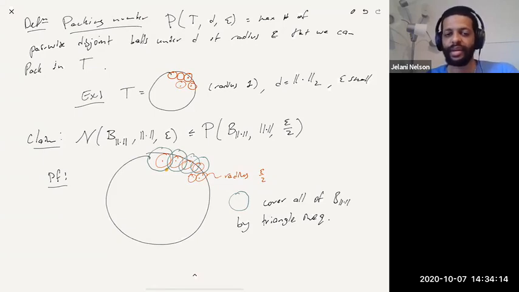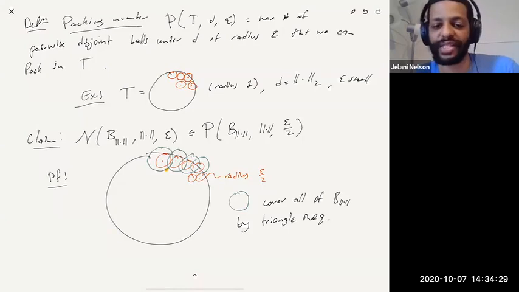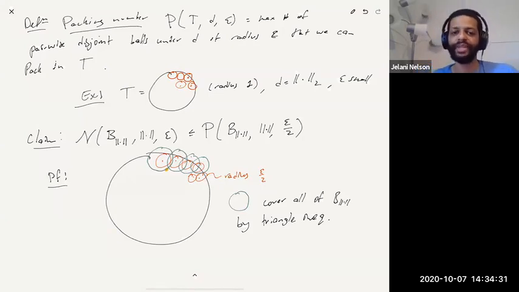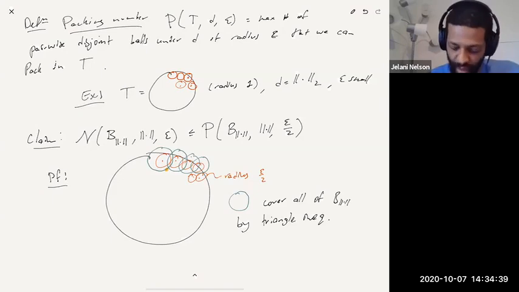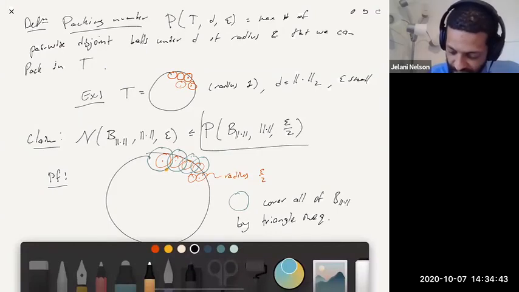But then this point that's not covered by a green ball, you could have drawn one more red ball around it, but that violates the optimality of your packing, right? P is the maximum number of balls you could have drawn, so you can't draw any more balls. And why is this a useful claim? It's a useful claim because now, how do you bound the packing number?